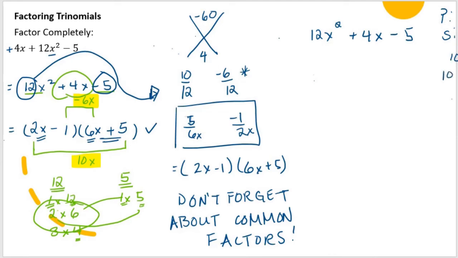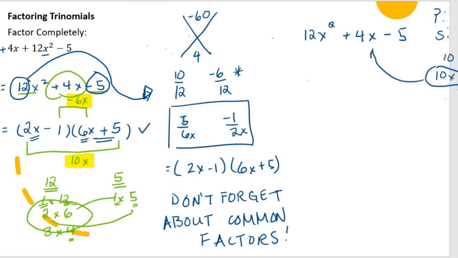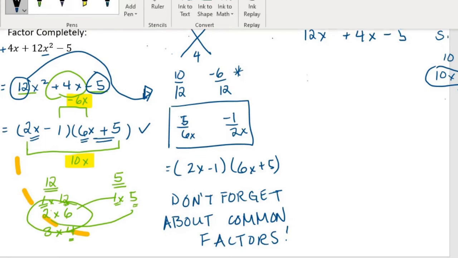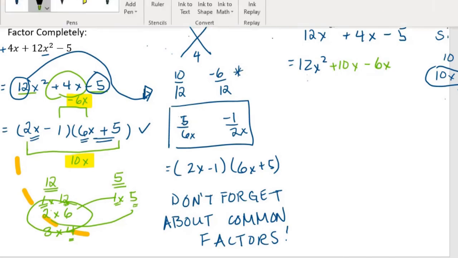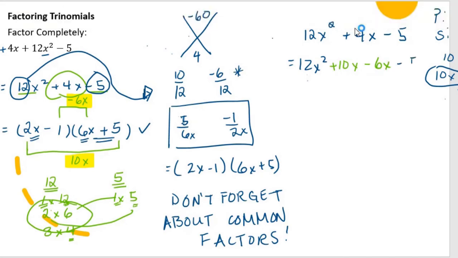So we know that 10x and negative 6x gives us the 4x. So we're going to substitute 10x minus 6x in for the 4x. Okay, so we get 12x squared. And then in the middle, instead of writing 4x, I'll write plus 10x and minus 6x. That's equivalent. And then finally, I'll put in the last term, negative 5.